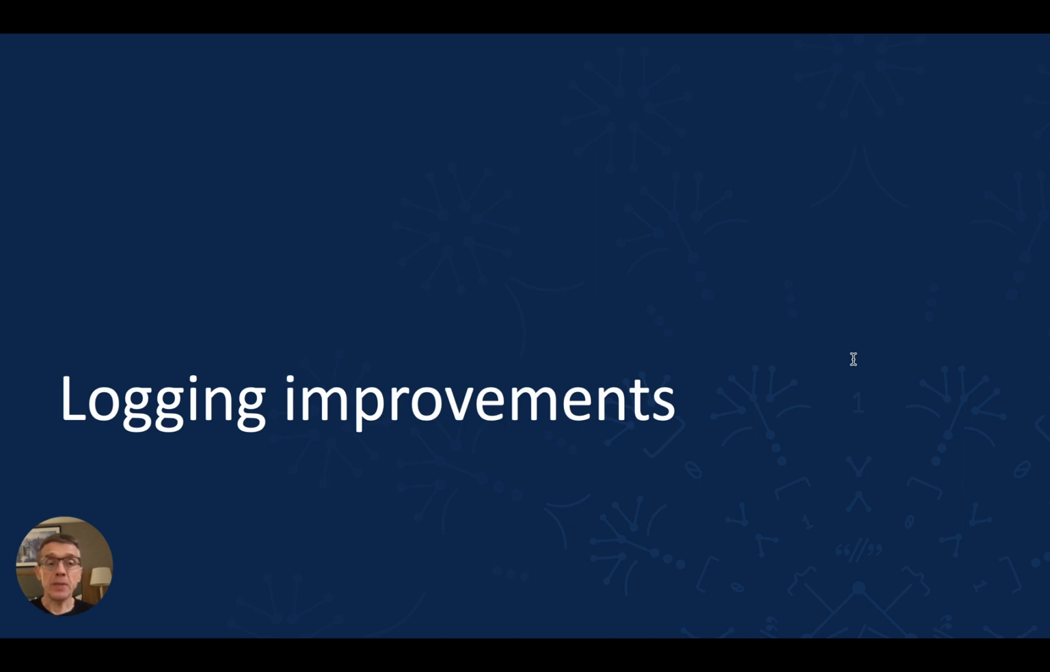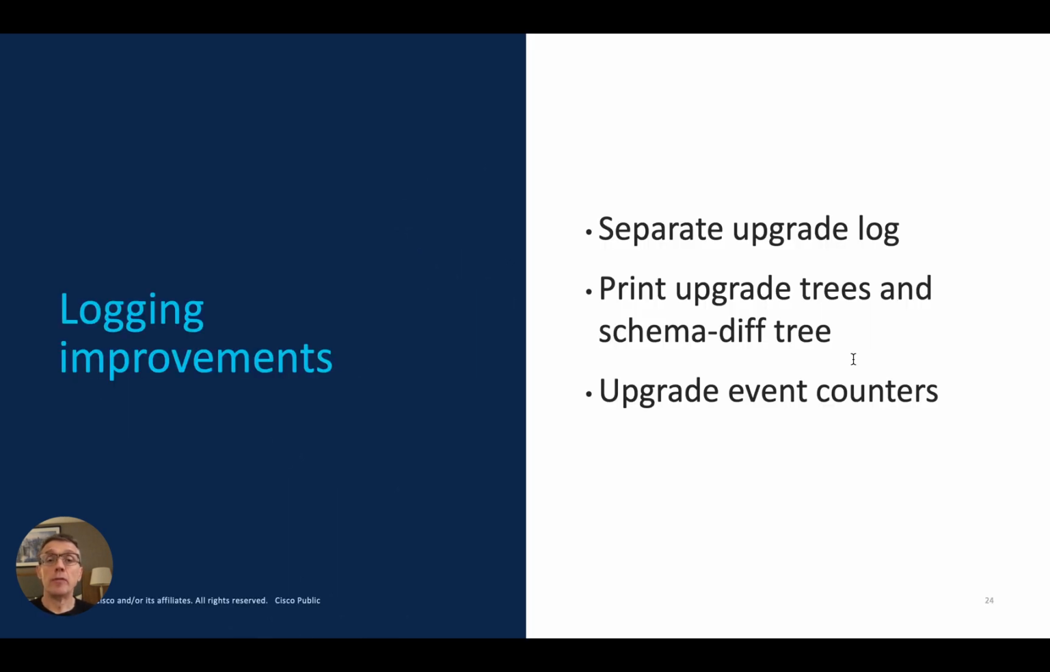Logging. There are lots of changes when it comes to logging. First of all, CDB now logs everything related to upgrade in a separate upgrade log. The upgrade log is configured as any other log in ncs.conf. The upgrade and schema diff trees will be printed in the upgrade log. And we will also print something called upgrade event counters.